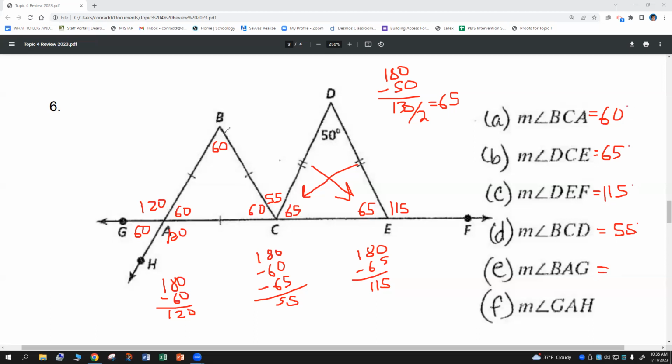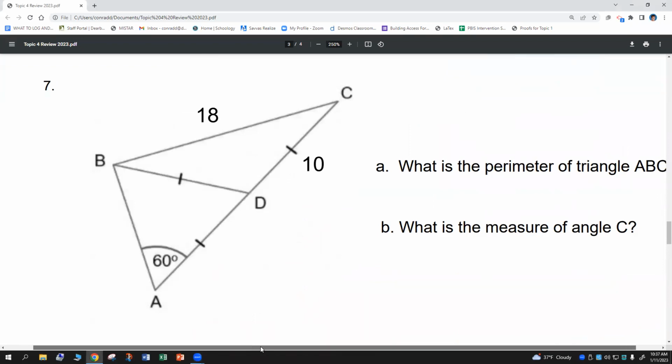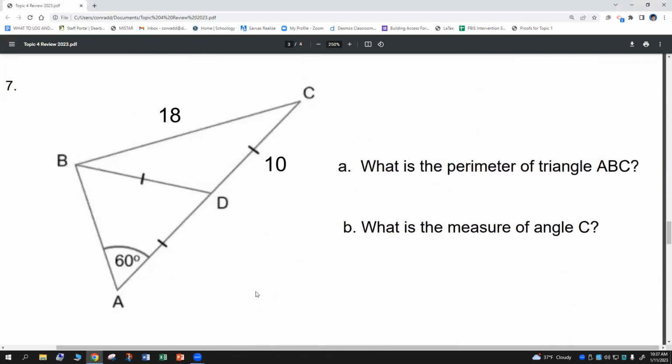Okay, BAG is 120 degrees, and then GAH down here is 60. All right, that's number 6. All right, let's move on to number 7. Okay, number 7, what is the perimeter of triangle ABC?